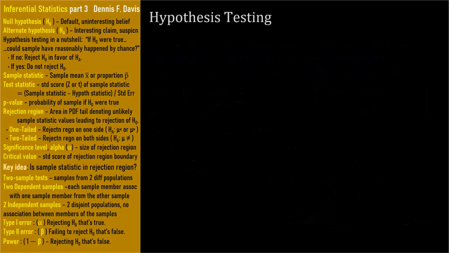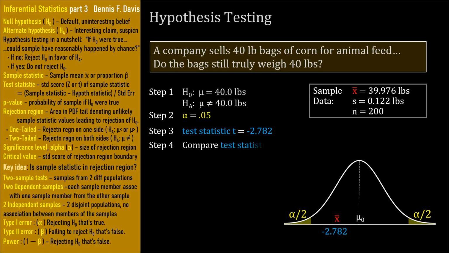The third example is the company that sells bags of feed. Yellow alpha equals 0.05, and in step 3, we found the blue test statistic was t equals negative 2.782. Of course, we can't compare them directly. For the critical value method, we'll compare blue scores, and for the p-value method, we'll compare yellow probabilities. For the critical value method, we'll find the critical value associated with alpha.